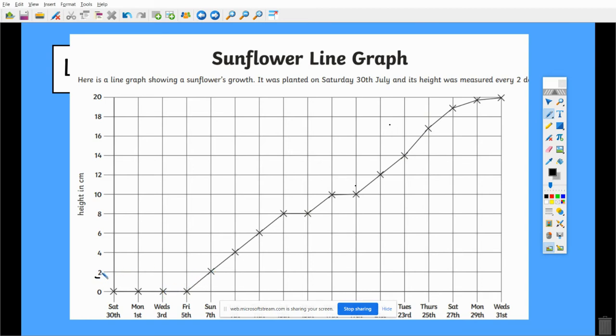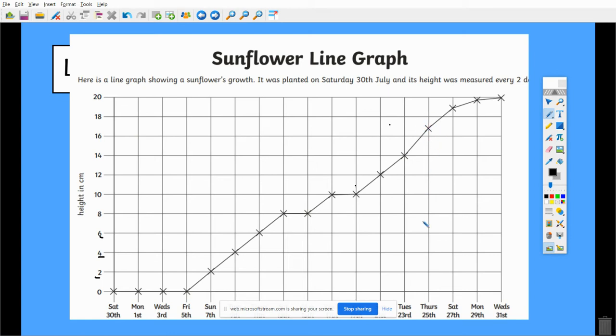Now, what can you spot our scale is going up in? Our scale for this one is going up in twos. So if I was to ask you, how tall was my sunflower on Thursday the 25th? You'd look at Thursday the 25th and you'd go all the way up to tell me how long it is. Now, I've started on a really hard one because the cross is in the middle of 16 and 18. There's no number. Oh, wait, hold on. What's in the middle of 16 and 18? What number is in the middle of those two numbers? Oh, yeah, 17. 17 is in the middle of 16 and 18, so that's how tall it was.